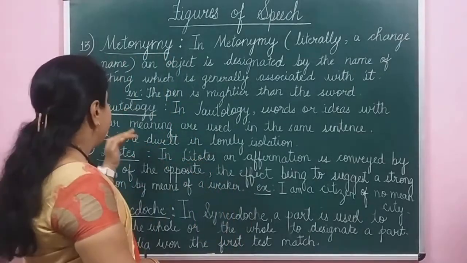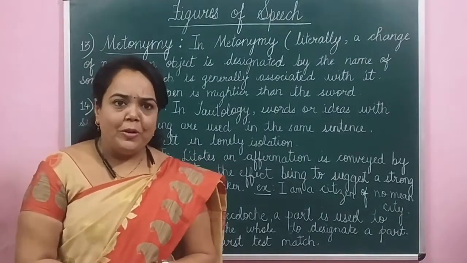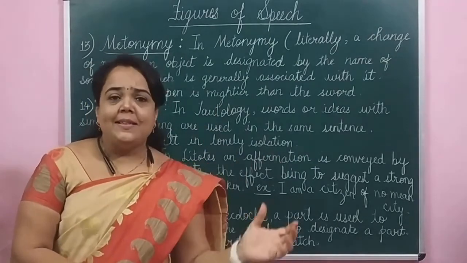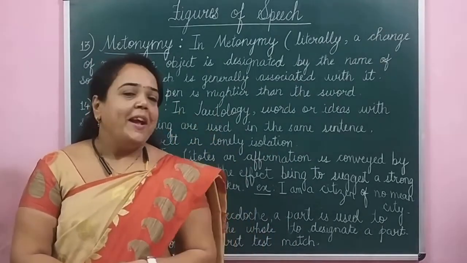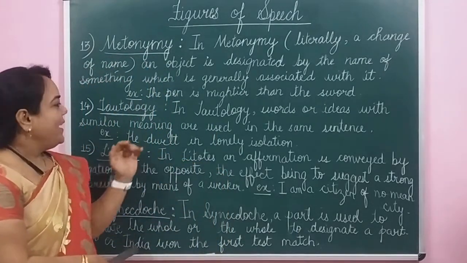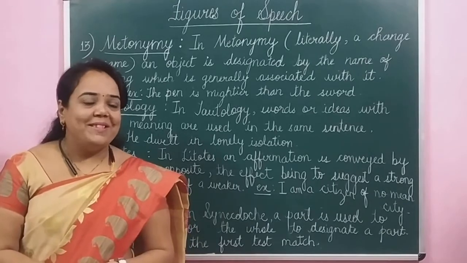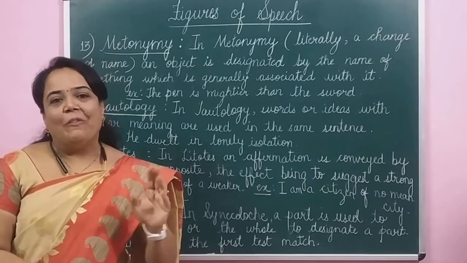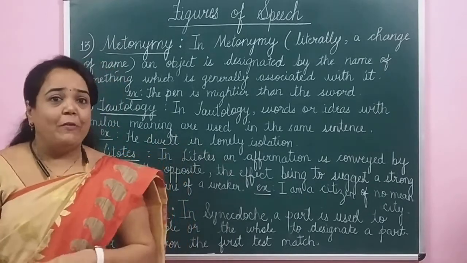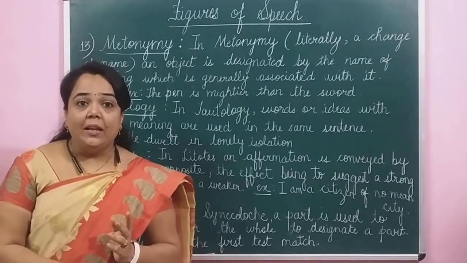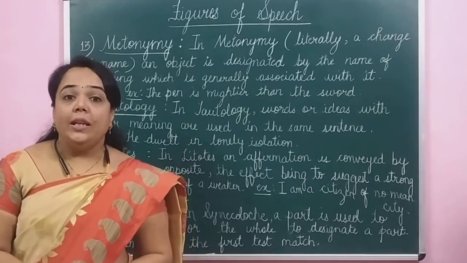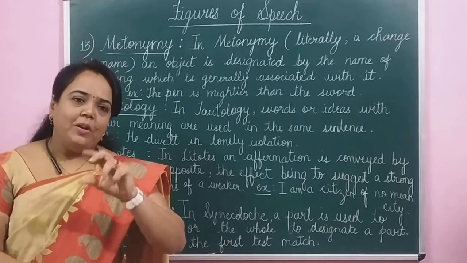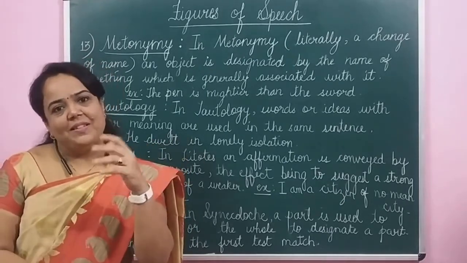Okay. Next is tautology. Tautology is very easy to identify. How? Because it is an unnecessary use of words having similar meaning. Words or ideas with similar meaning are used in the same sentence. Actually, there is no need. For example, he is lean and thin. Now, lean means thin. Thin, you already know. So we are using similar words to describe the same thing.